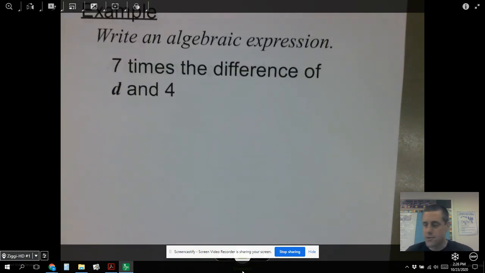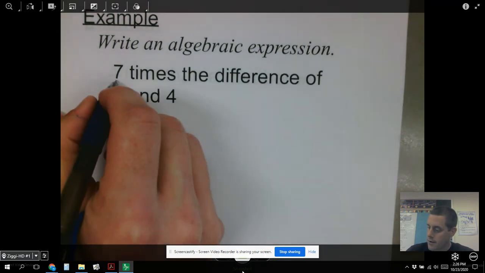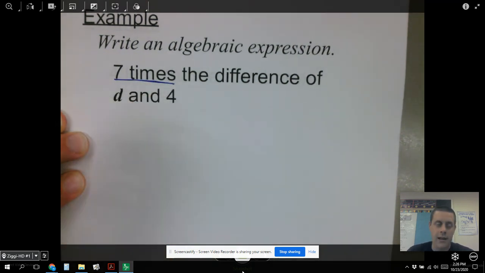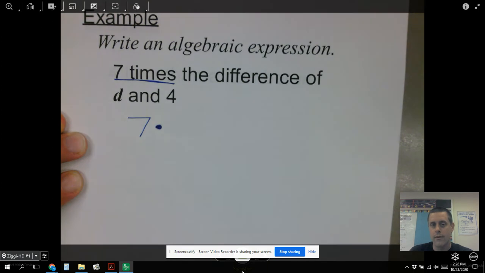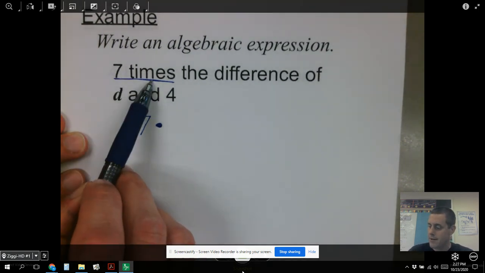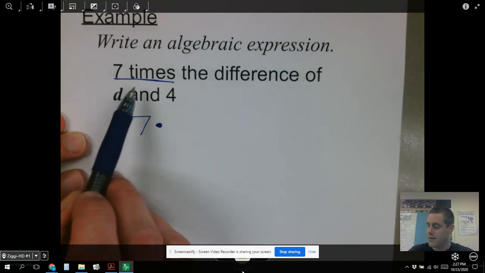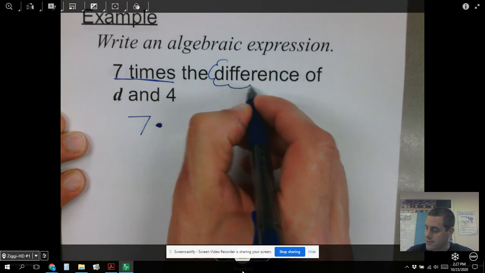All right, another example on the screen. Work through it with me, please. 7 times the difference of d and 4. The beginning of our phrase says 7 times. So we have the number 7. We are multiplying. Now, this is the tricky part. What are we multiplying 7 by? It's not 7 times d. It's not 7 times 4. It's 7 times the difference.